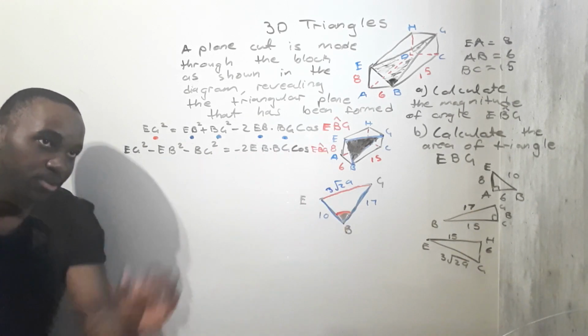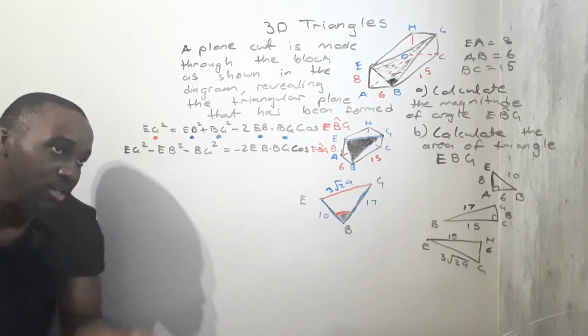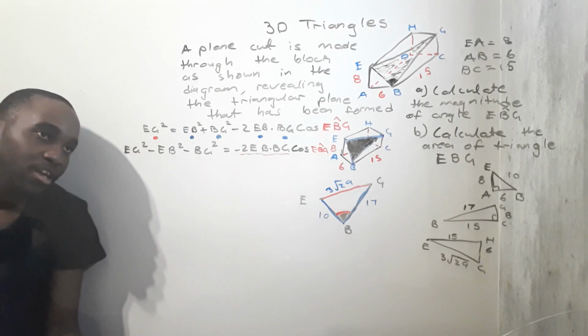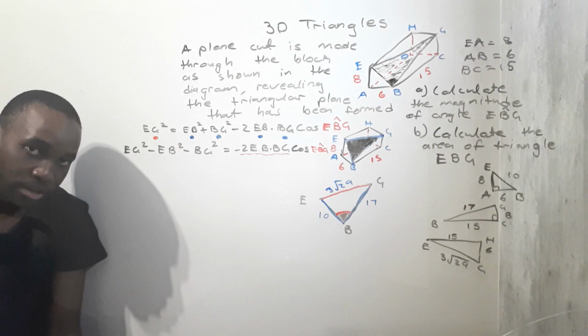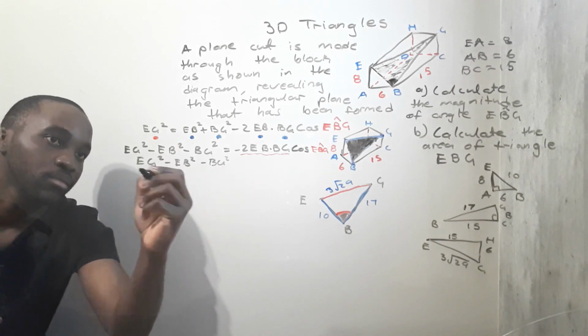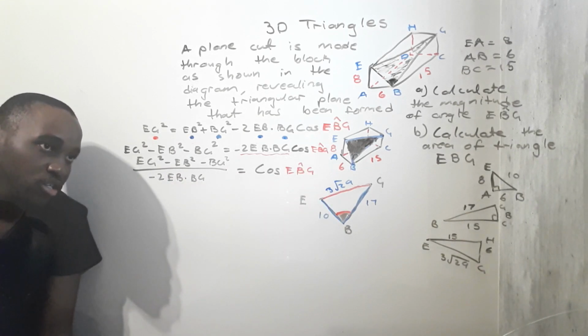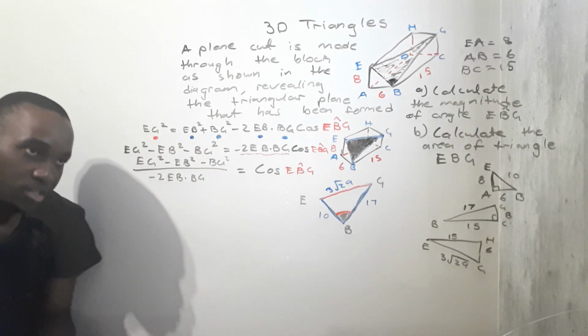There we go. You've taken these two to the left. The next thing is, you want to divide both sides by the value in front of cos there. So dividing both sides by that value, this is what we're having. Cos EBG is equal to this entire expression.